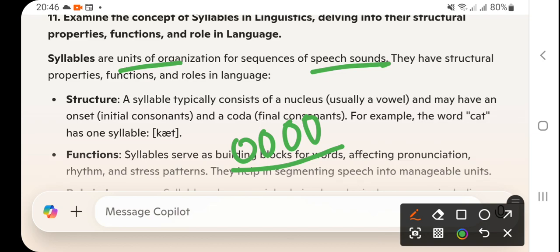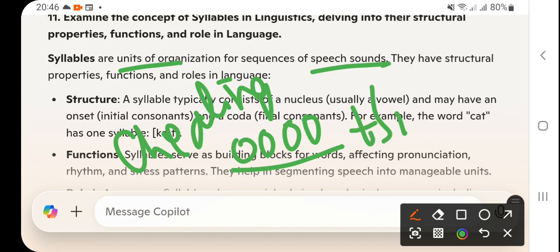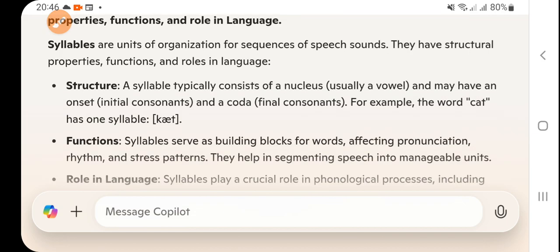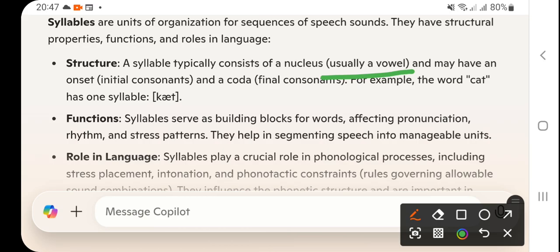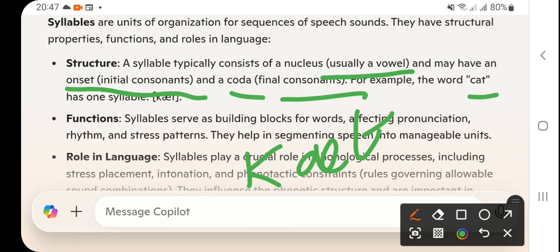If I say "cheating", that is a two-syllable word. They have structural properties, functions and roles in language. The structure of a syllable typically consists of a nucleus, usually a vowel, which we already discussed in class. It may have an onset, the initial consonants, and a coda, the final consonants. For example, "cat" has one syllable: c is the onset, a is the nucleus, and t is the coda.